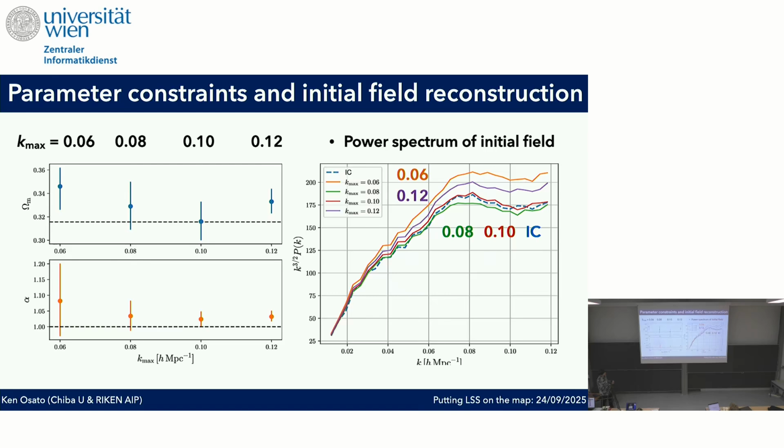If you choose 0.06, relatively limited only to the large scales, that can actually bias the result. And 0.12 is maybe too small a scale. Then 0.08 to 0.10 is maybe the sweet spot, where we can correctly reproduce the initial condition. But there is a caution about that: we have introduced some informative prior on the linear bias, which may be quite problematic in real data analysis.